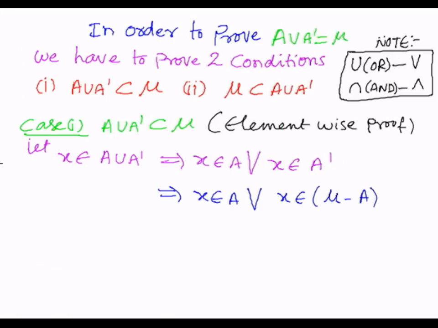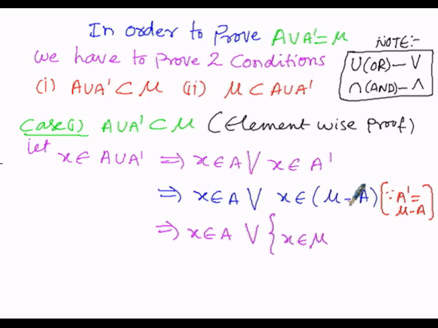So I got this logical step by means of the reason. Since A' is equal to μ minus A, the next logical step will be that implies x belongs to A or x belongs to μ. Since A is removed from the universal set μ, x does not belong to A, but it belongs only to μ, the universal set. So x belongs to μ and x does not belong to A.